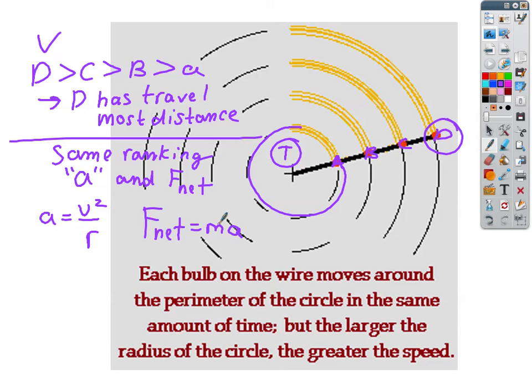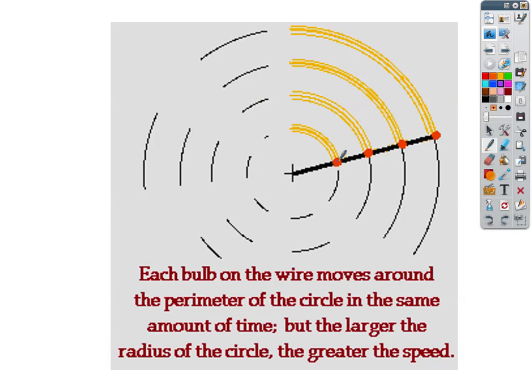All right. Another quick way to recognize this is just by drawing the vectors. If you draw the vectors and go, okay, here's the center-seeking vector for A.